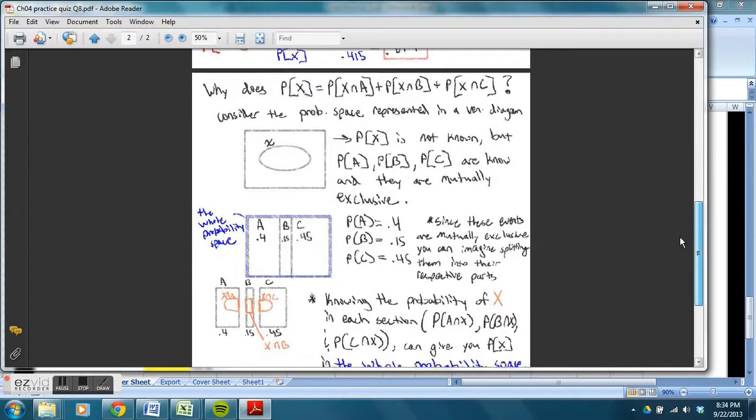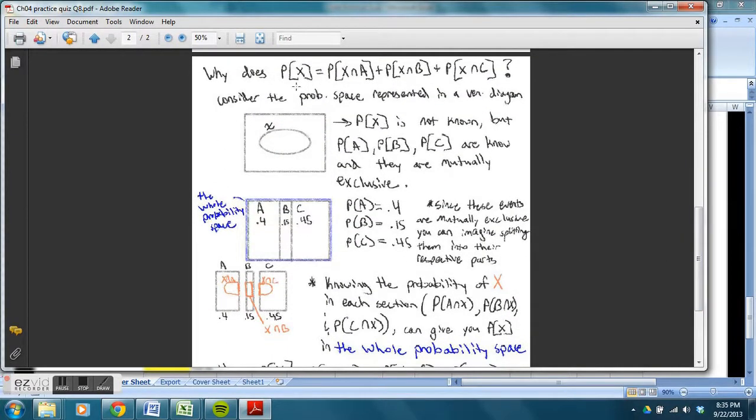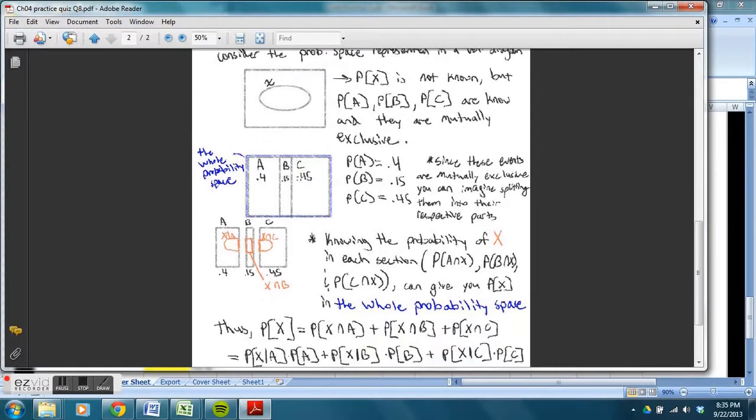What I want to focus on is this component of the problem, finding the probability of X, and conceptually you can think of it as you have this probability space right here, and we're interested in X. However, we don't know what X is, but we do know A, B, and C. A is the probability that it's implemented immediately, B is the probability that it's implemented at the next fiscal year, and C is the probability that the changes are not implemented at all by your company. And so this makes up the probability space.